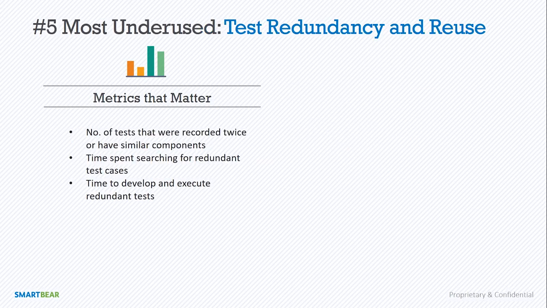And the next ROI measure to account for is the most underused one, and that's test redundancy and reusability. You want to have a good sense of the tests that were recorded twice or have similar components, because there is a lot of time spent duplicating efforts. Rather than recreate the wheel for tests that you have already spent time building, how can you find and search for those redundant test cases? The time to develop and execute redundant tests actually affects your delivery times and your testing cycles.